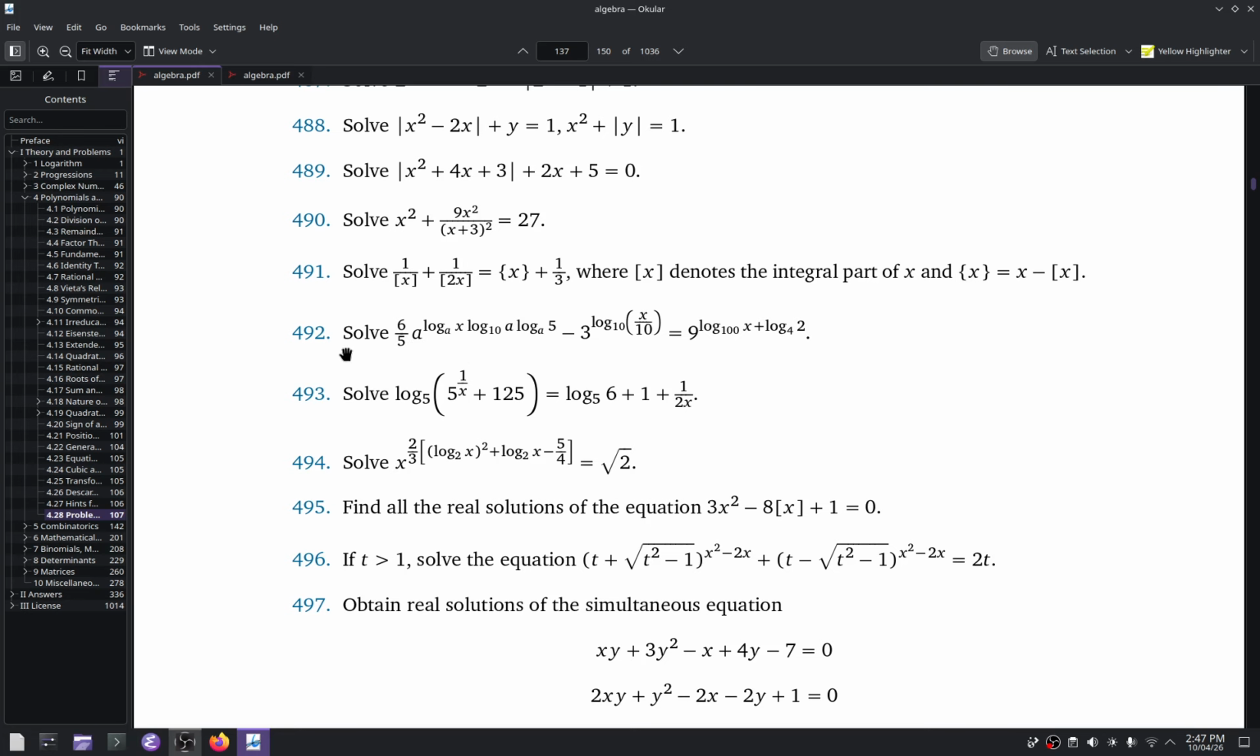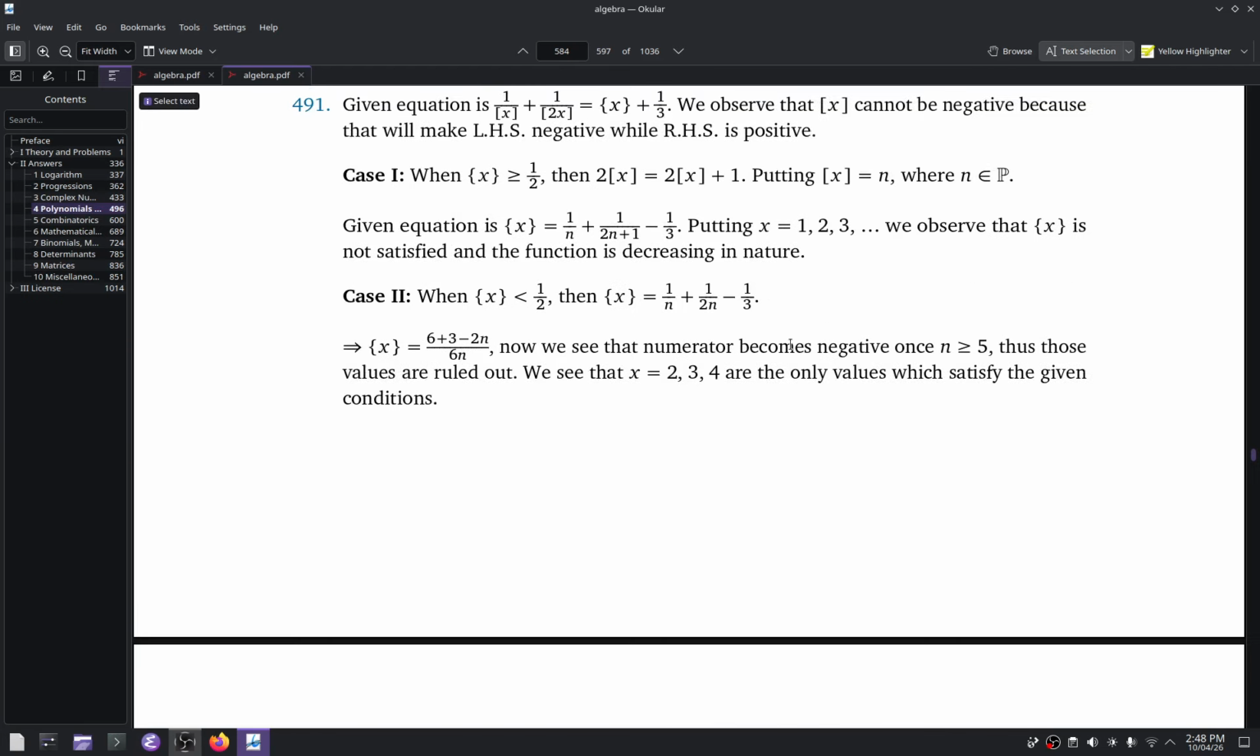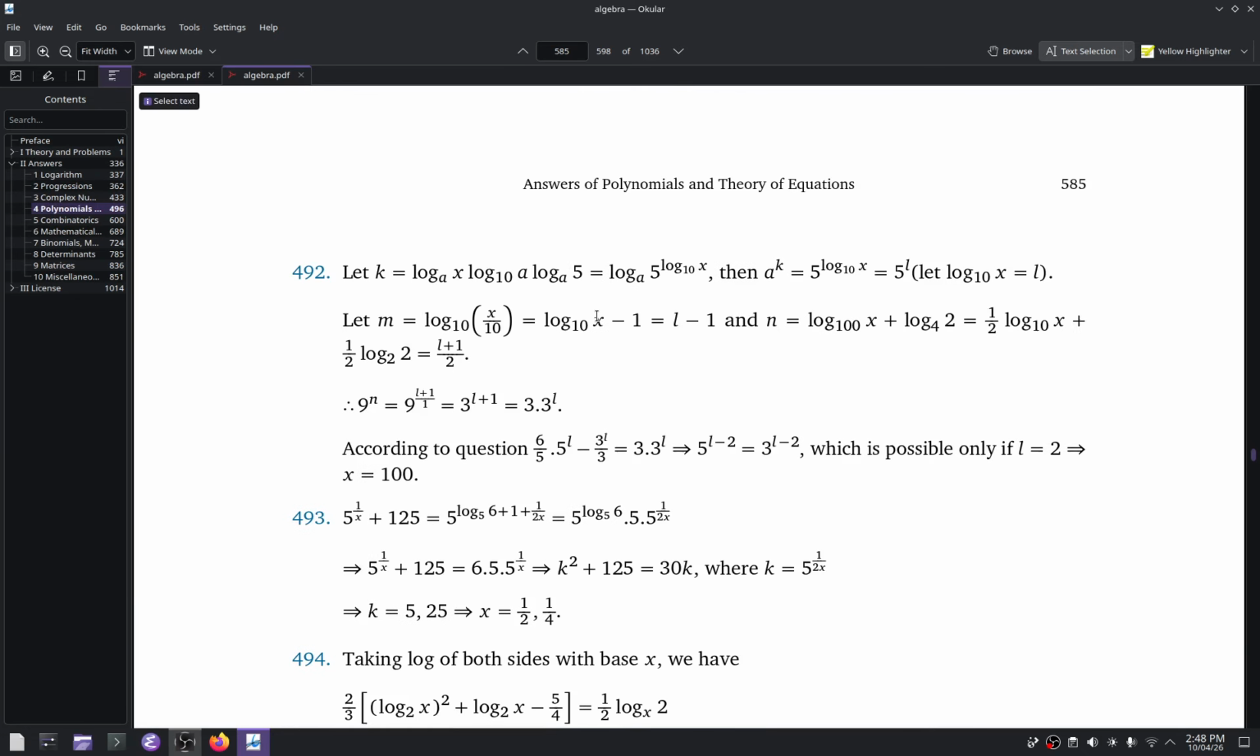Question 492 says solve 6/5 a^(log_a x · log_10 a · log_a 5) − 3^(log_10(x/10)) = 9^(log_100 x + log_4 2). So again, a very straightforward question.